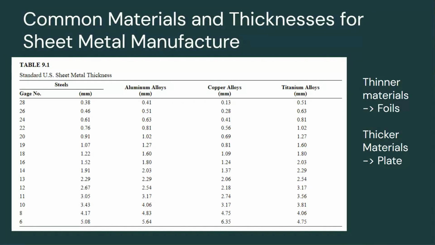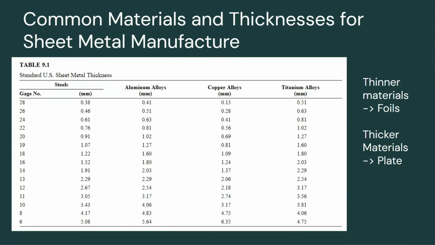So before I get too deep into the process, let's talk about the types of materials and thicknesses that qualify for sheet metal manufacture. Almost all of sheet metal manufacture is typically done with these materials: steels, aluminum alloys, copper alloys, and titanium alloys. These materials account for the vast majority of sheet metal manufacture. Steels can go anywhere from a 28 gauge up to 6 gauge. This would be 0.38 millimeters to a little over 5 millimeters.